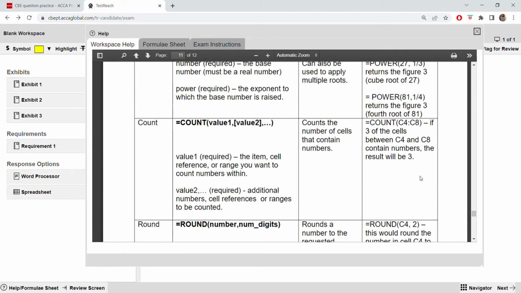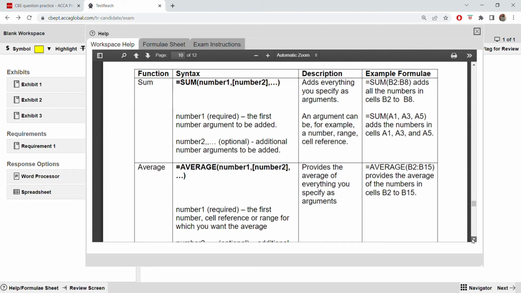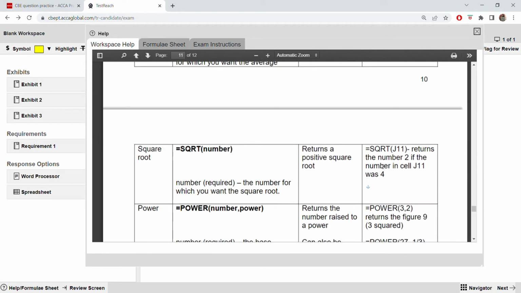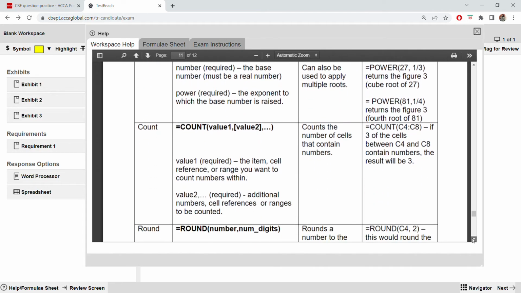Then we have the count function. Count is also easy. Drag it in the appropriate cell wherever you want to count, and then just write count. Wherever the function is, I'm going up. For the sum function, you write sum. Average, average. For square root you write SQRT. Power, power. Count, count. Equal count. So these things are pretty easy.